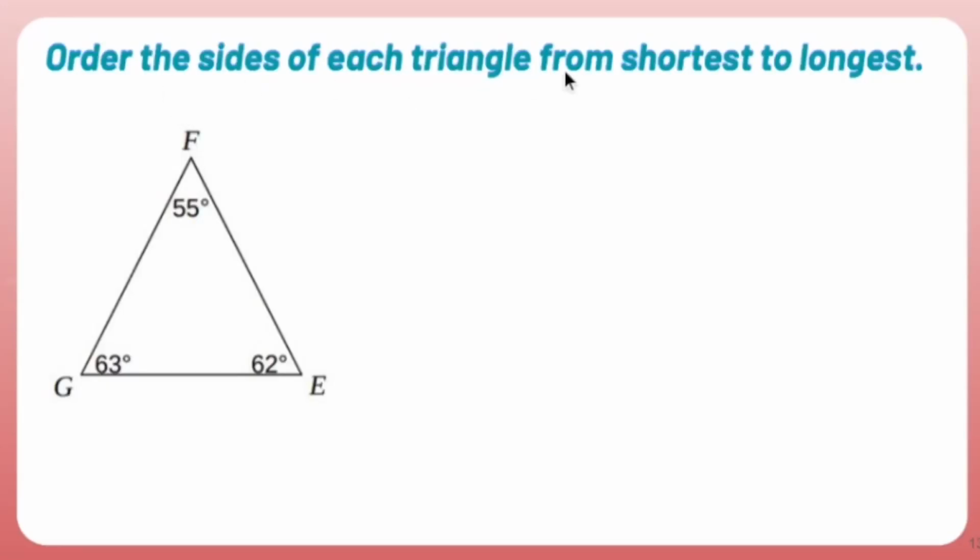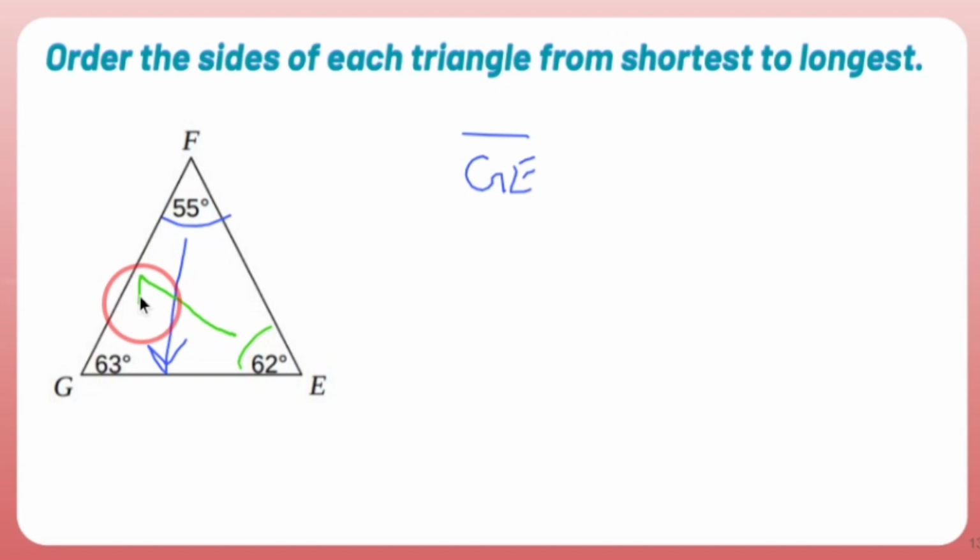Order the sides of each triangle from shortest to longest. Well, I don't have the sides. I have the angles. Oh, but you know what? What I can do is I can find the shortest angle, which is 55. And whatever the shortest angle is, the side opposite that is going to be the shortest side. So since my smallest angle is angle F, the shortest side is going to be side GE. So let's find the medium angle, 62, barely, but that's the medium angle.